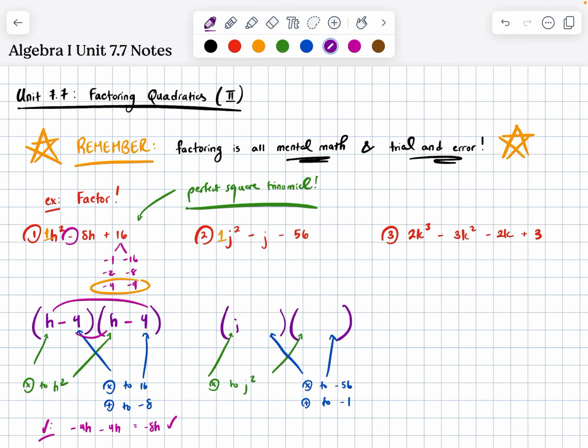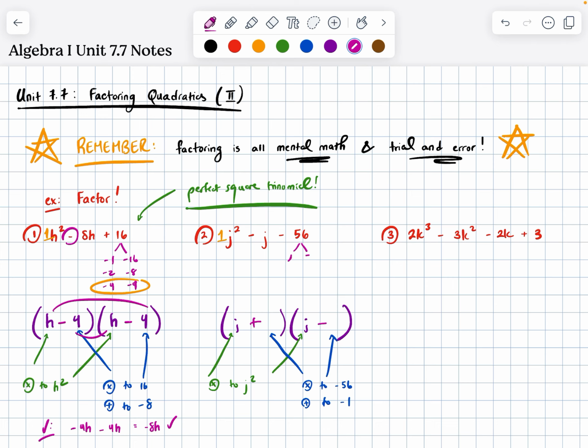At the front, it needs to be j squared. Only way I'm getting there is j times j. At the back, I need to get to negative 56 when I multiply and negative 1 when I add. Well, let me think of some options for negative 56. I know 1 needs to be positive and 1 needs to be negative if I'm getting to a negative 56, so let me preemptively slot those in there to my factors.